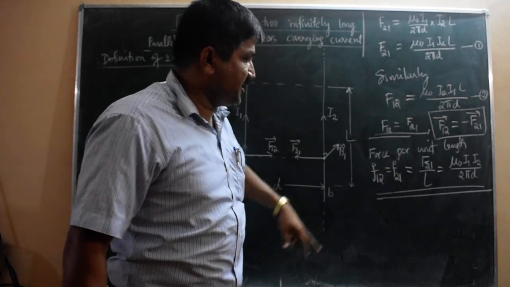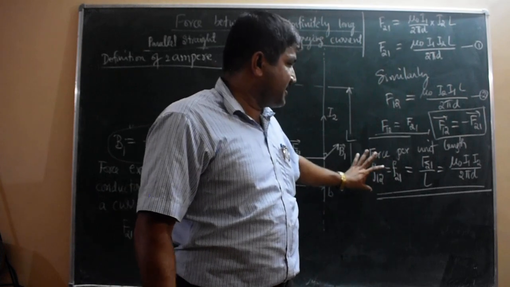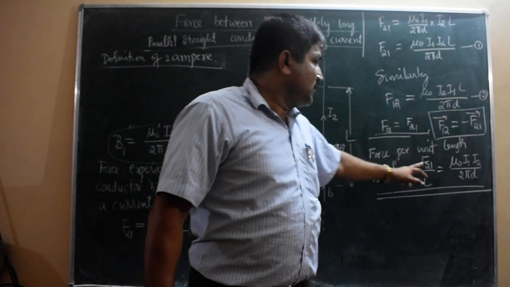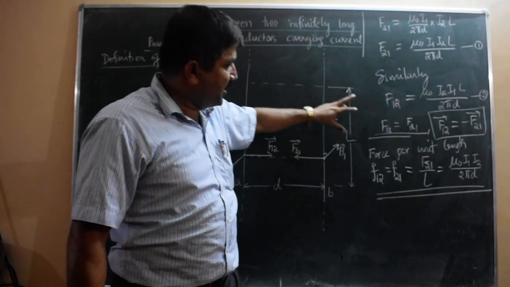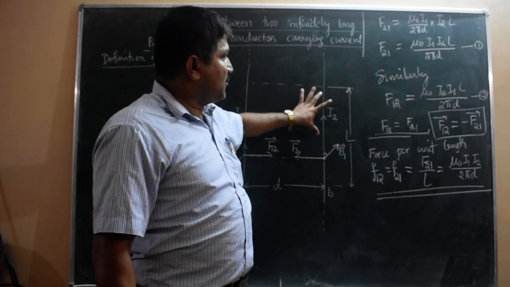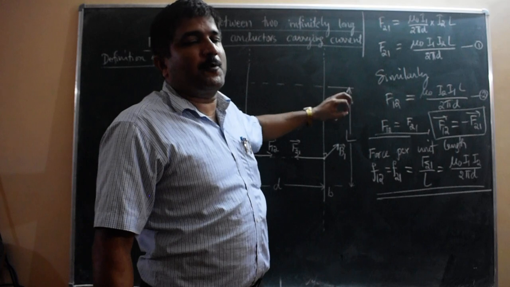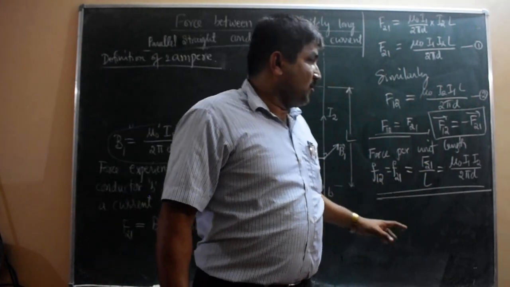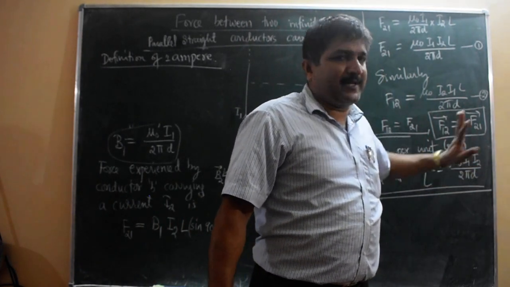See the expression here, F21 or F12, force per unit length. F21 or F12 is the force experienced by the conductor of length L, divided by the length. If you take 10 cm length, how much force? Say 1 Newton. 1 Newton by 10 cm, 0.1, so 10 Newton per meter. That is the force per unit length. Then mu naught I1 I2 divided by 2 pi, this is the expression.